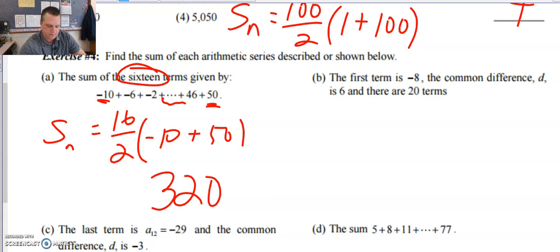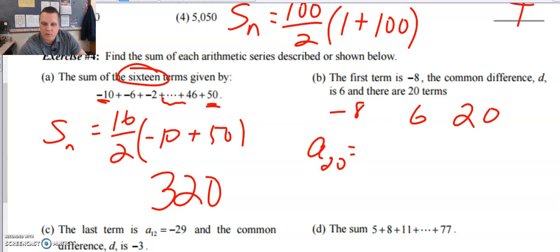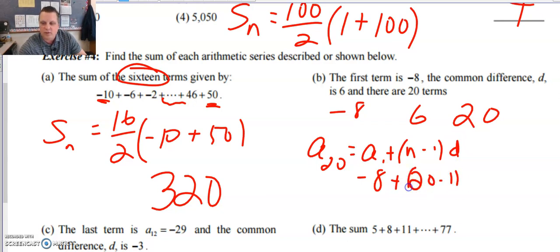In letter B, what we have here is the first term is -8, and the difference is 6. There are 20 terms. So we have our A1, we have our N, because there's 20 terms. Now, the only thing we're missing is A20. So A20, remember your formula from a couple sections ago. It's A1 plus N minus 1 times D. So A1 is -8 plus N minus 1, which is 20 minus 1, and then D is 6.